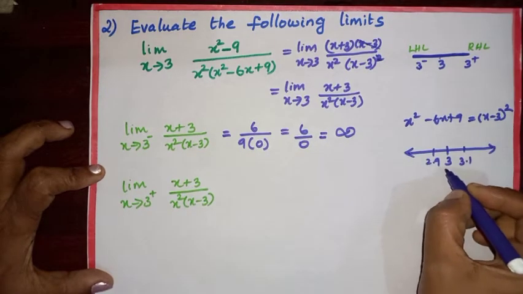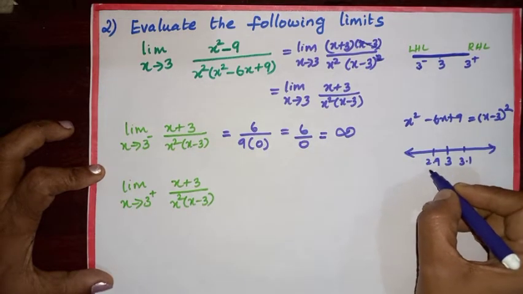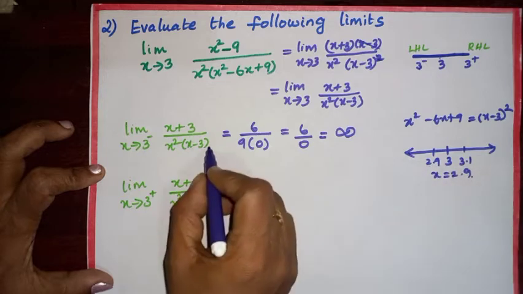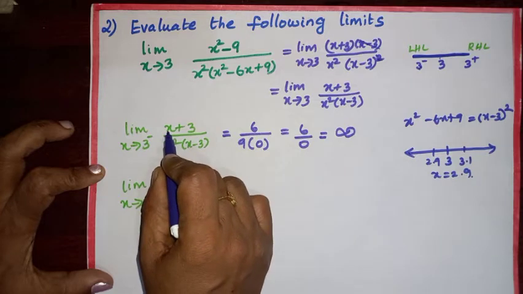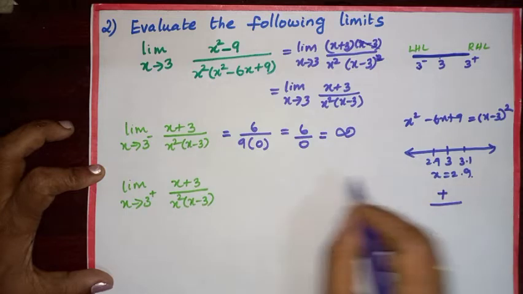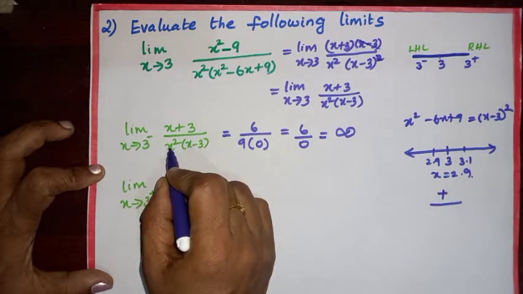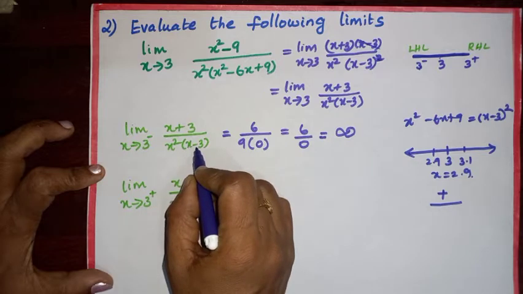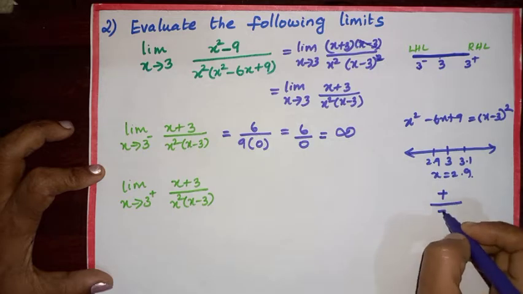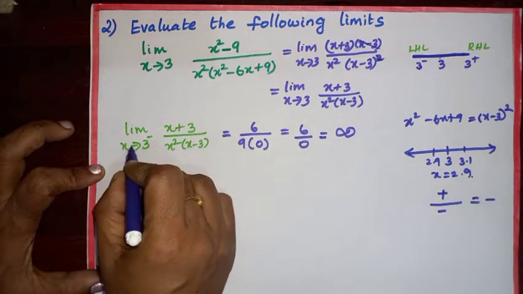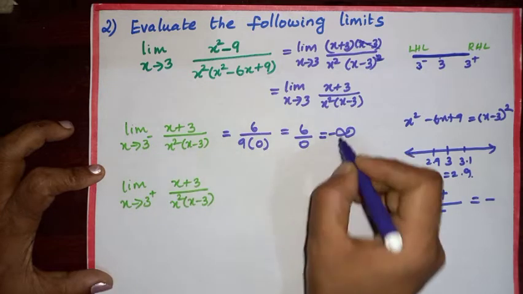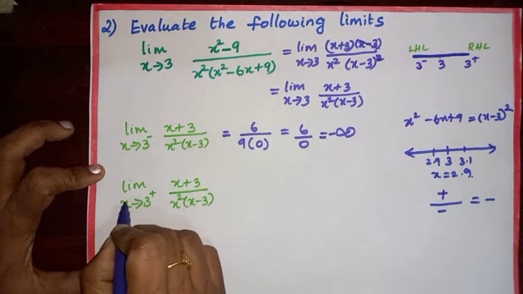For that I am going to select one of the values less than 3. That is, I am going to consider x as 2.9 for the left hand limit. When I substitute 2.9 in the place of x, 2.9 plus 3 is 5.9, so in the numerator we are getting a positive sign. In the denominator, 2.9 the whole square is positive, and 2.9 minus 3 is minus 0.1, so we are getting a negative sign in the denominator. Plus by minus is minus. So we are getting limit x tends to 3 negative, (x plus 3) by x square into (x minus 3), as negative infinity. Now we will see the right hand limit.